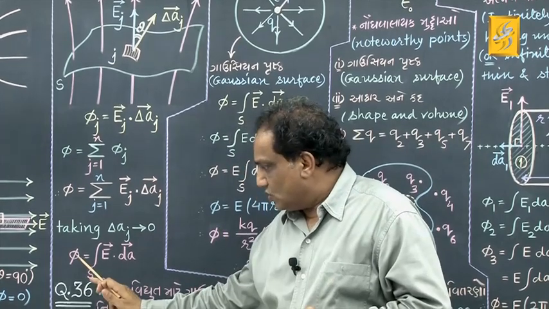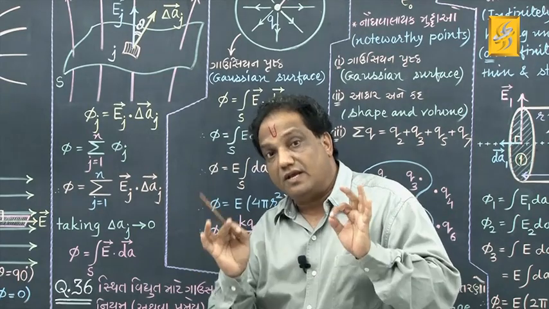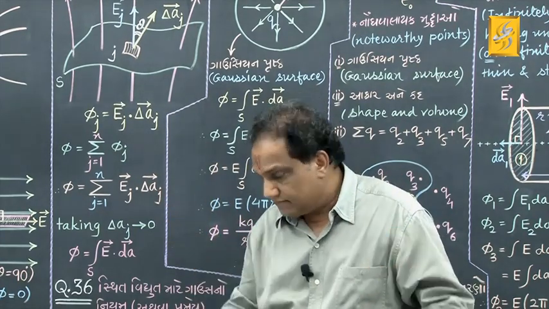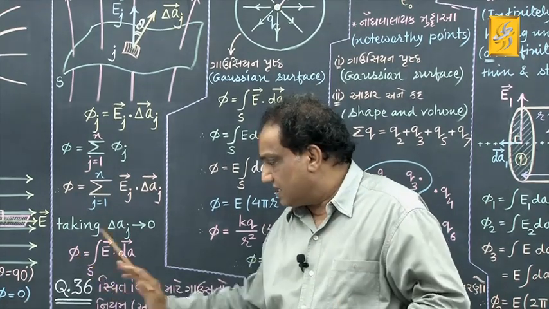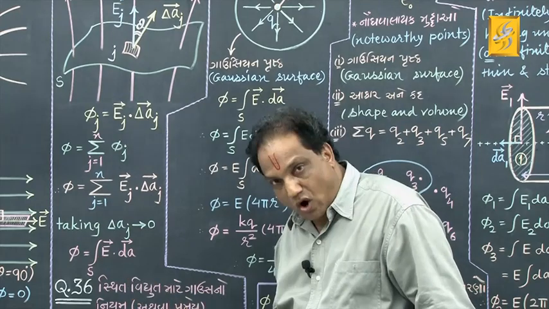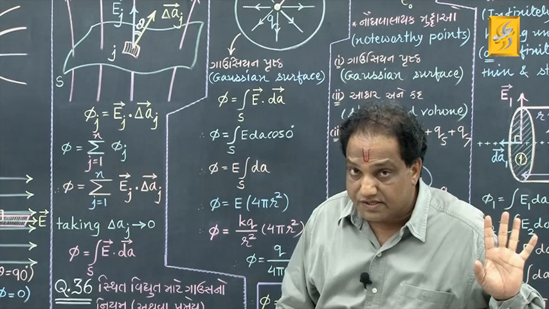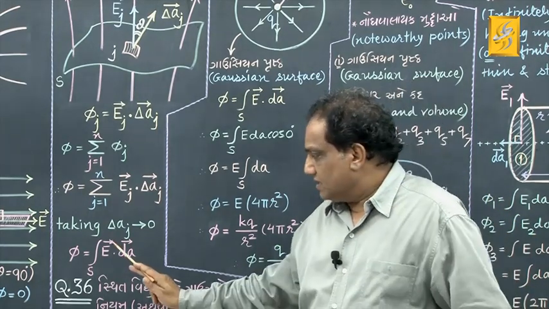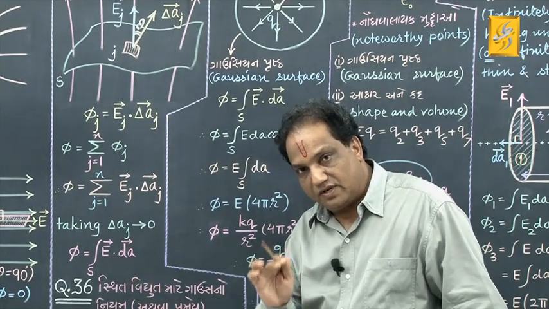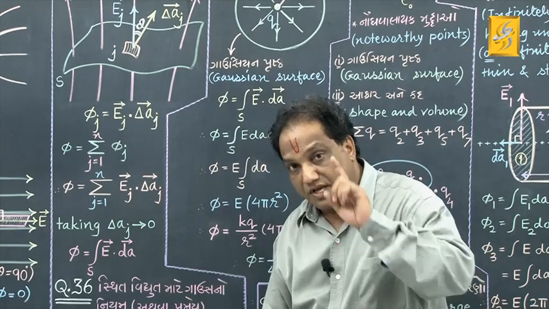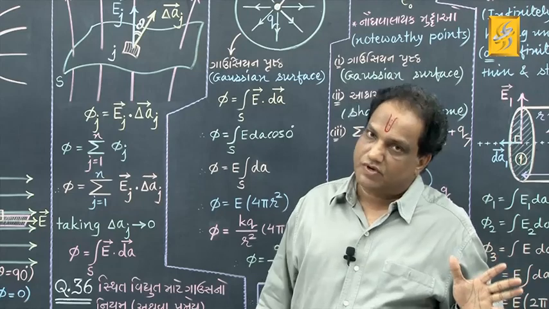Fine. So, from this expression, we can define electric flux in the most general way like this. Electric flux linked with any surface is nothing but the surface integration of the electric field taken over that entire surface. I repeat, the surface integration of the electric field taken over the entire given surface gives us the electric flux linked with that surface. Okay?